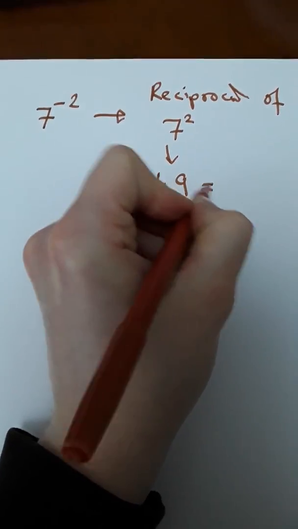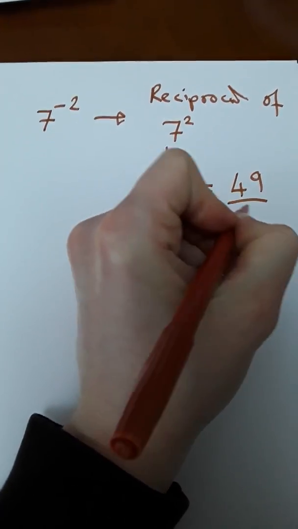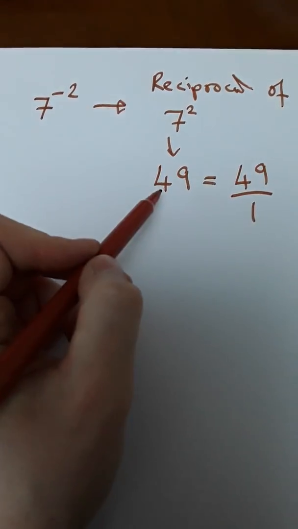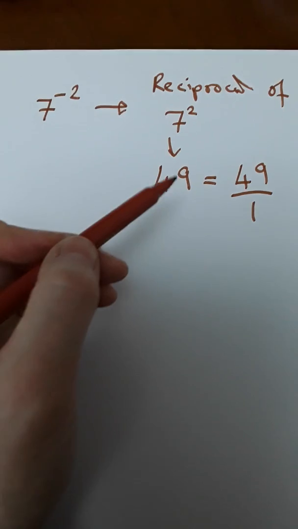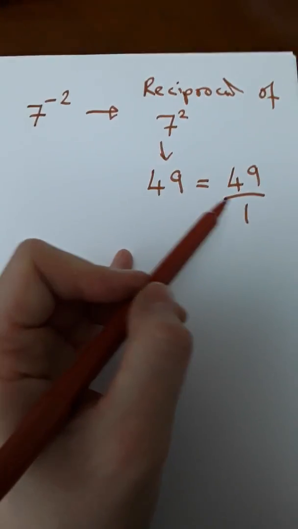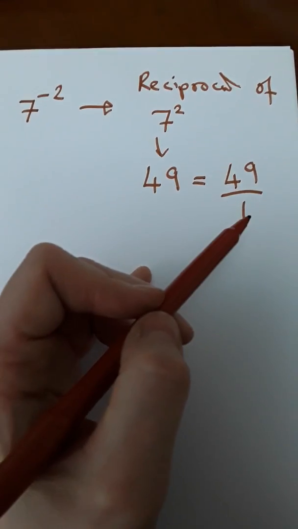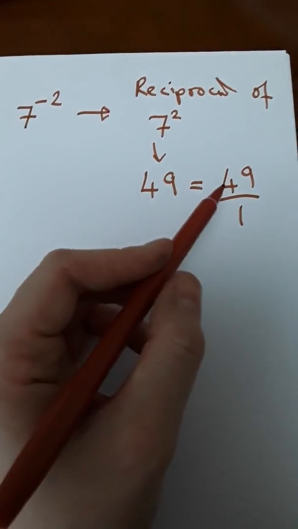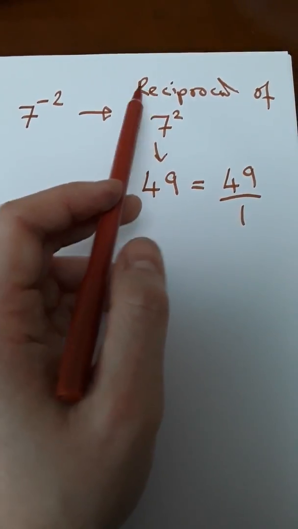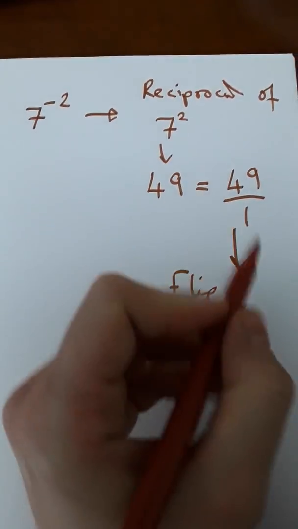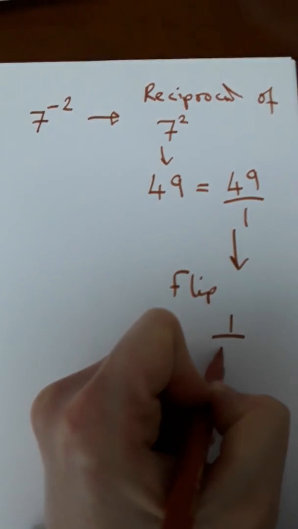Now, this means that you would work out 7 squared, which is 49. Write that as a fraction, which means 49 over 1, because any number that's just written as an integer or a whole number without being written as a fraction can be converted to a fraction by just writing it over 1, because 49 divided by 1 equals 49. Now, if we need the reciprocal of it, we need to flip it, which gives us 1 over 49.